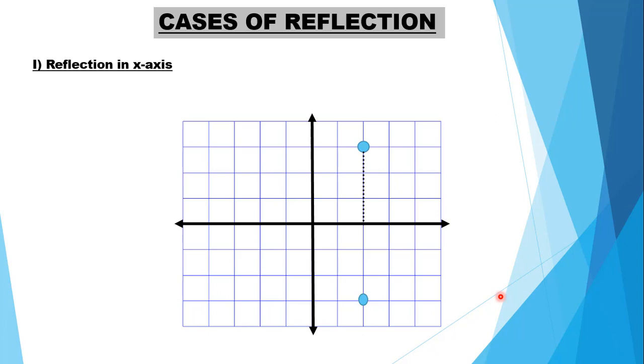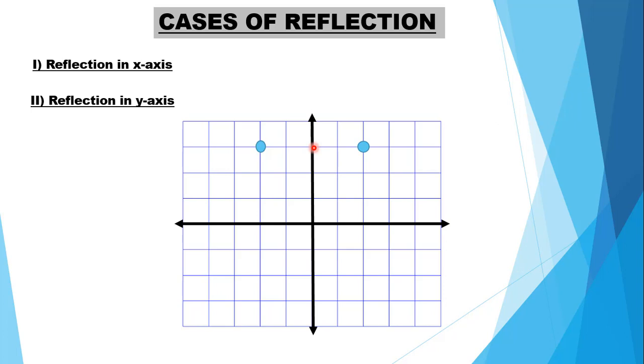Let's move to case number 2. Case number 2 is the reflection in the y-axis. Again, we are considering the same point, but this time we have to reflect the point in the y-axis, meaning the mirror line or the line of reflection this time is the y-axis. Consider the distance from the y-axis of this point, which is 1, 2. The straight distance is 2 units towards the right. Its image should be again 2 units, but this time to the left of the y-axis. So the image of this point will be somewhere over here.